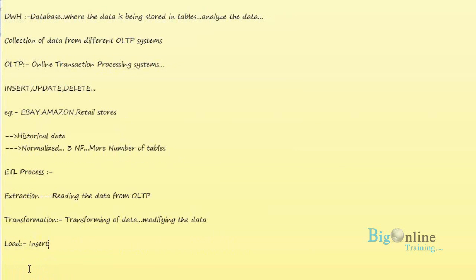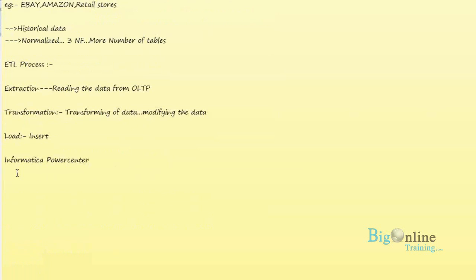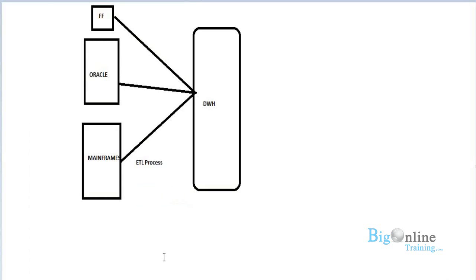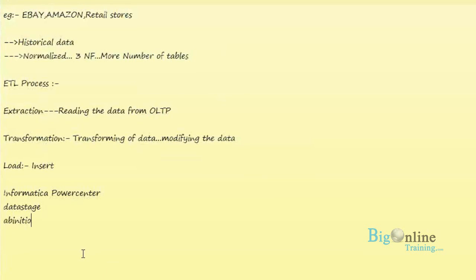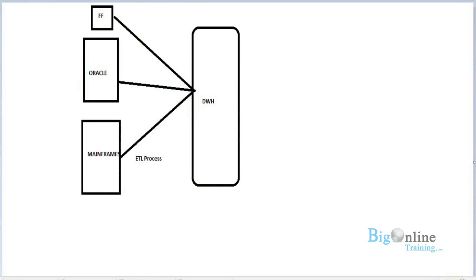To do all these ETL processes, we have a lot of ETL tools available in the market. We have Informatica Power Center, which is an ETL tool used to integrate the data from the OLTP systems, and other tools like DataStage and Ab Initio. All these are ETL tools used to integrate the data from OLTP systems.